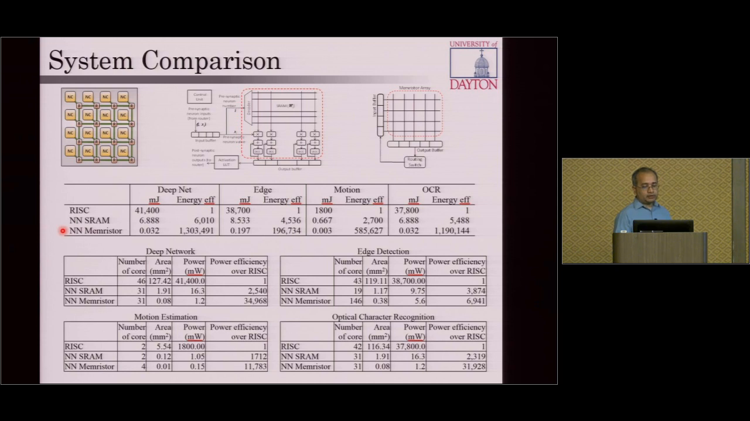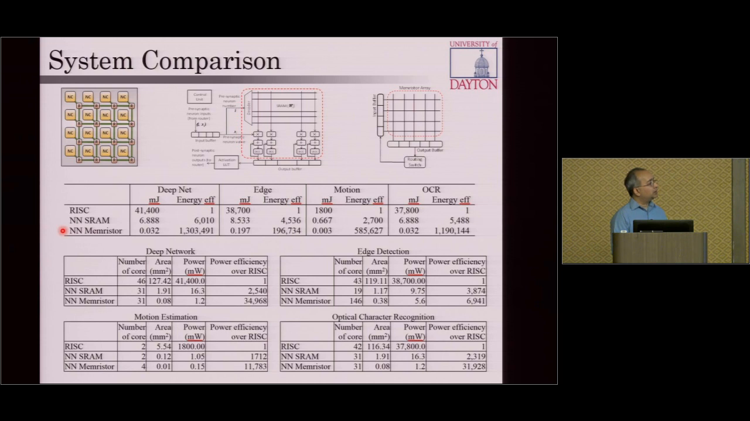The digital system over here is fully busy. It never has any idle time at all. The RISC system never has any idle time. The SRAM-based system does have some idle time, and during that idle time, we put the core into a low power state. You'll notice that the area for these systems is also fairly low.